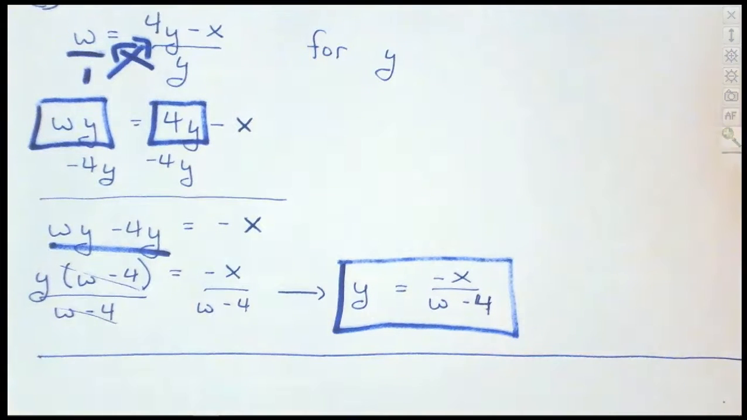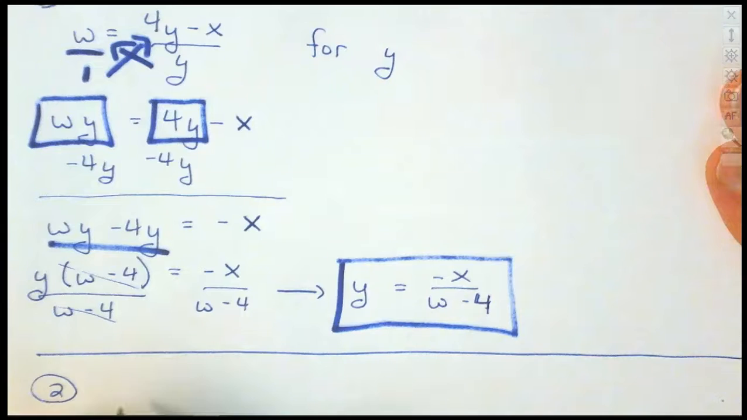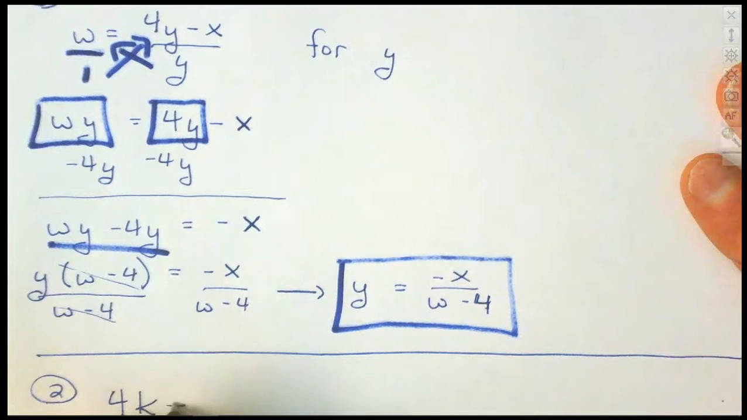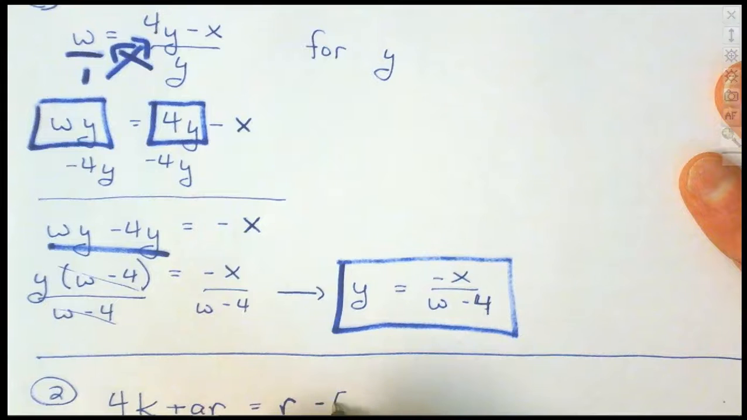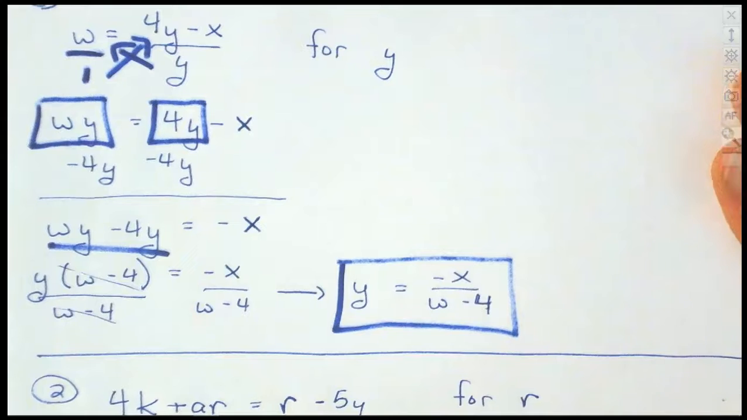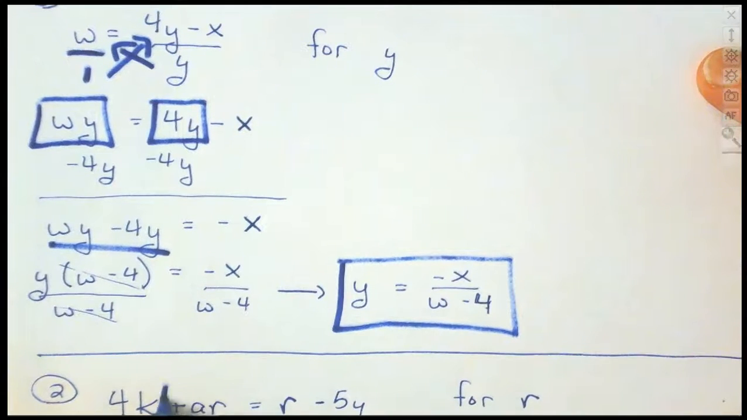Question 2. You've got 4k plus AR equals R minus 5y. And we're going to be trying to solve for the R. So let's go ahead and box them so we don't lose things here.